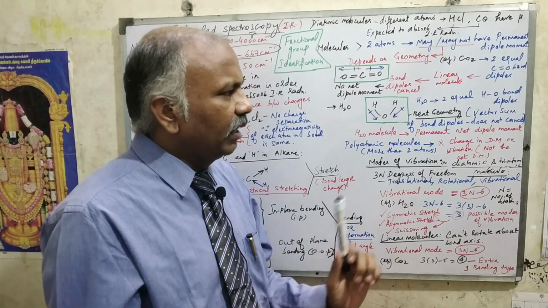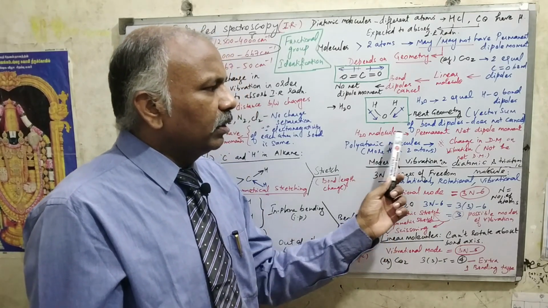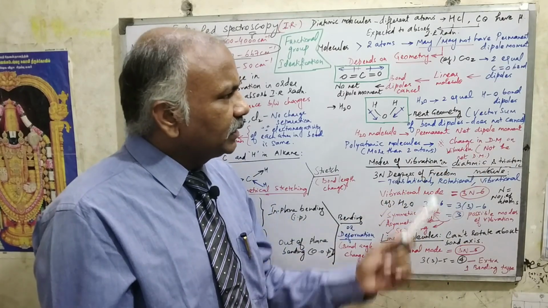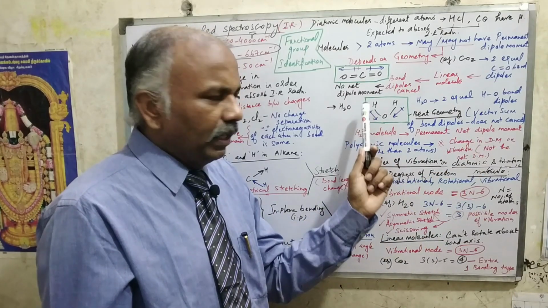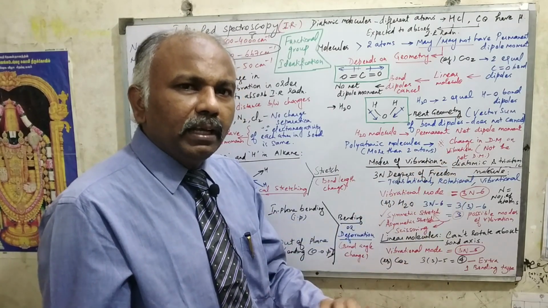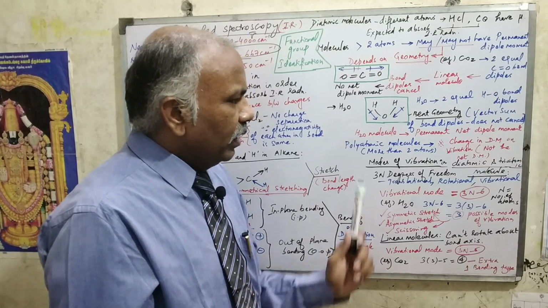So this is an added advantage for us. The water molecule has a permanent net dipole moment. Carbon dioxide does not have a net dipole moment, whereas the water molecule has a permanent net dipole moment. Why? Because of the bending geometry.